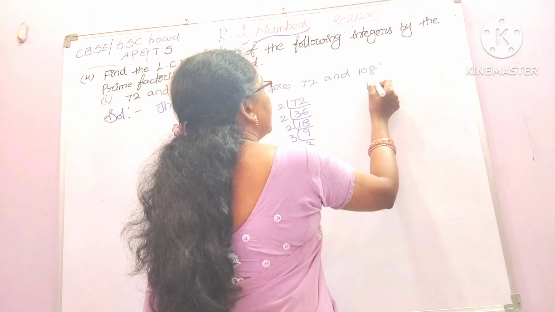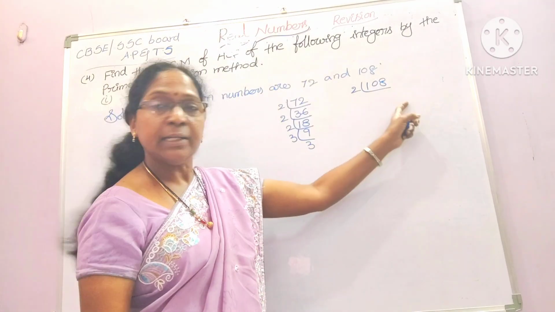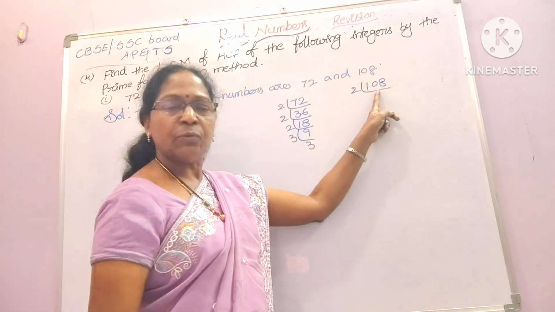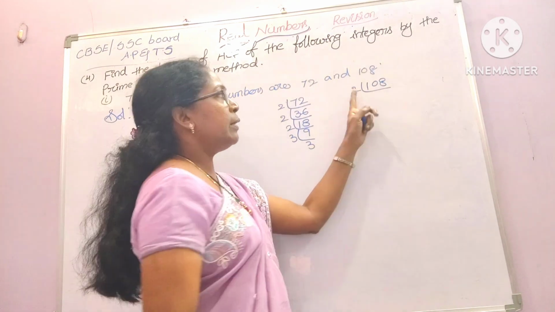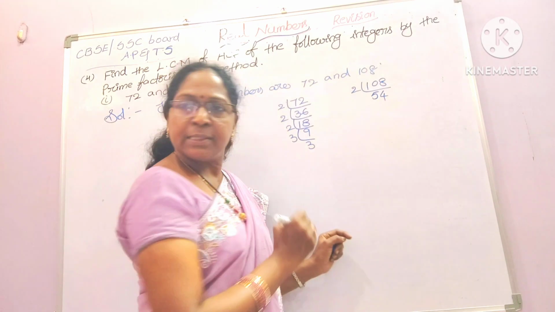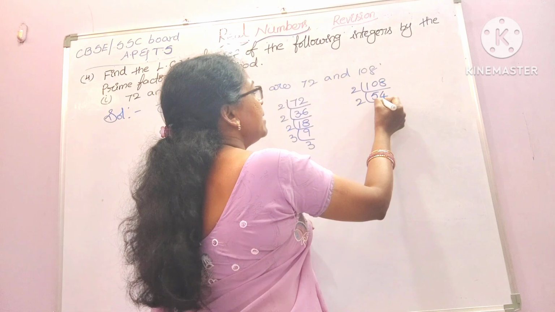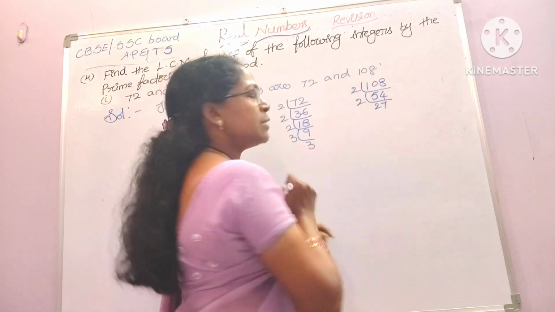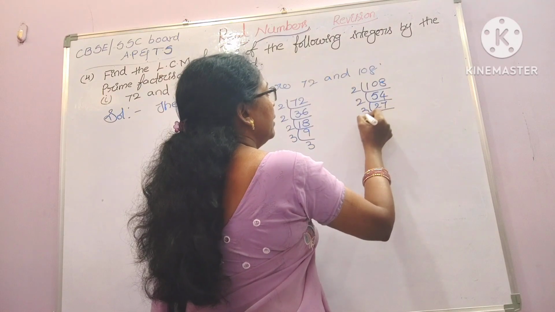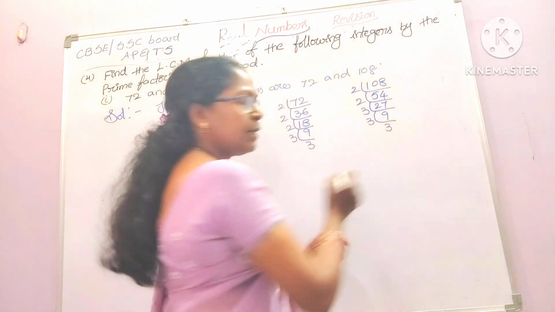Next, 108. Again, this is an even number. 2 is divisible in 10. In 1 it is not divisible, so consider the first 2 digits, that is the number 10. So 2 is divisible in 10 5 times, and in 8 4 times. Next, 2 2s are 4, 1 is a balance, 1 4 14. 2 7s are 14, and 27 is an odd number, so 3 is divisible. 3 9s are 27. Again 3 3s are 9.